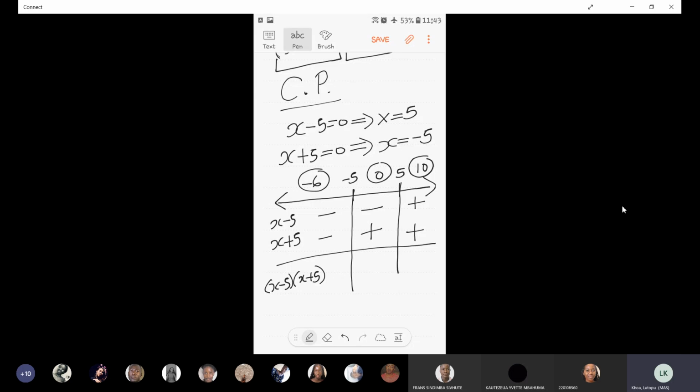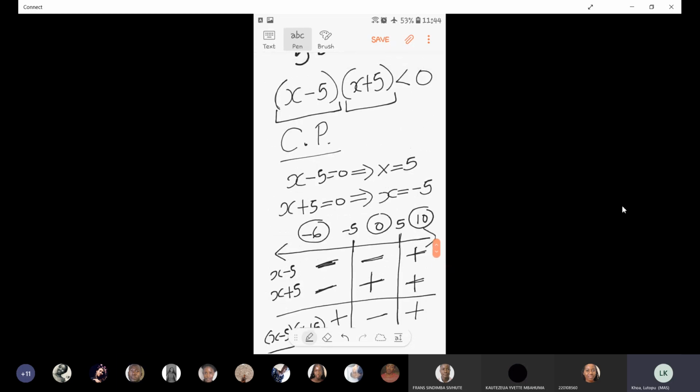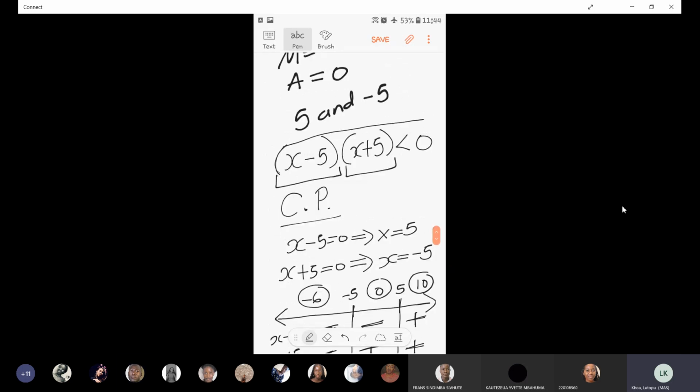Okay, then what you do is you can see my factors over here are multiplying, so I should also multiply my signs. So negative and negative, this will give me a positive, negative and positive, this gives me a negative, positive and positive, this will give me a positive. Okay, then I go back to my question after I had factorized, which is this one here.